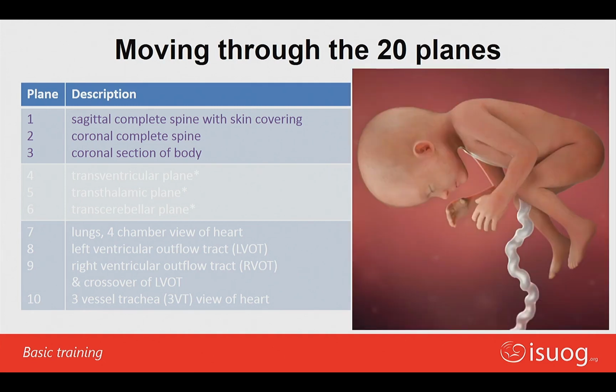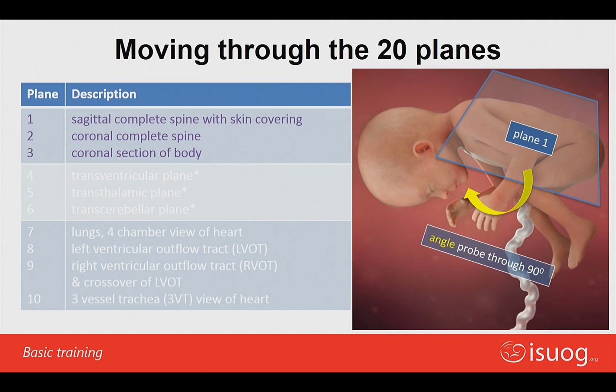Okay, so we've decided in this particular fetus the orientation of the baby, and that's the first plane. We're going to have a longitudinal picture of the fetus by placing the probe in this plane here, which will give us a sagittal or a coronal section of the spine with the skin covering, which is what we're aiming for. In this particular plane, we will get a sagittal view, and if we're going to go from planes 1 to 2, what we need to do is angle our probe through 90 degrees, because we want to go from a sagittal plane to a coronal plane.